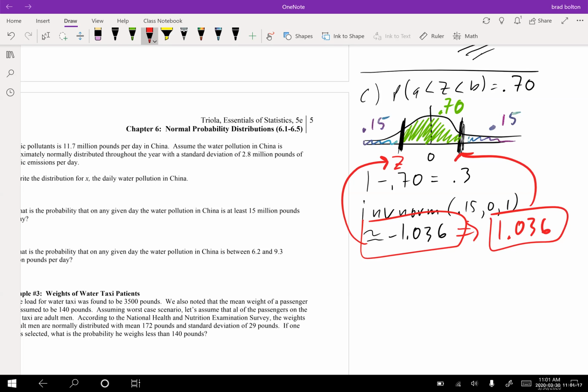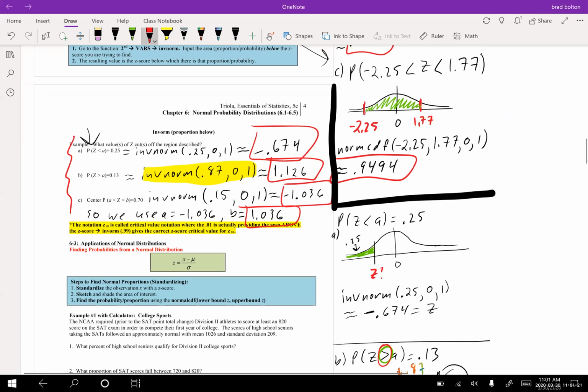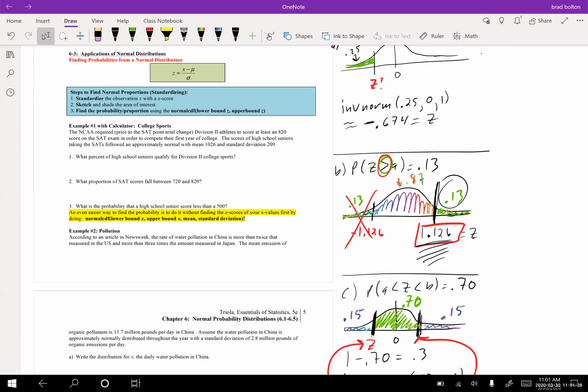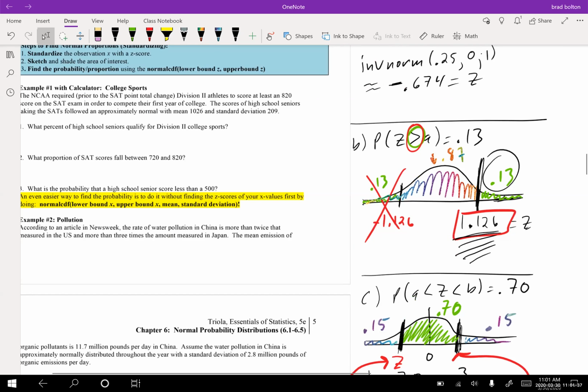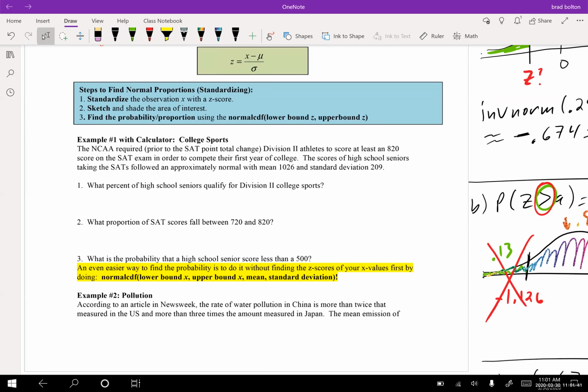Okay, so hopefully that helps you guys understand how to use the inverse norm feature on your calculator. So now what we're going to do is work with problems that do not use the exact z-scores that we want. It's not in terms of standard normal, meaning that we're going to have to convert things to z-scores if we want to use them, and then we can later on use our calculator to even beat that.